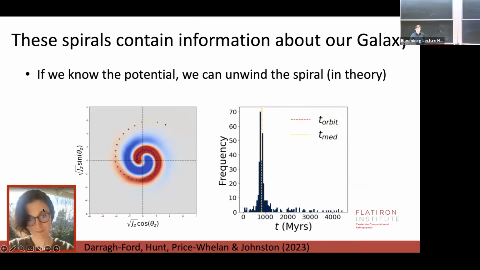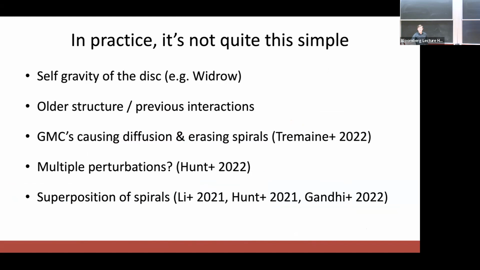So we have this pilot study from grad student Elise Direct-Ford, where from this very clean, nice, simple spiral, in a known potential, we can unwind it back and get an estimate of the time when we first perturbed that distribution of stars, and she recovers it very well. I think it's 844 million years, and the truth is 850. However, in practice, it's not quite this simple.